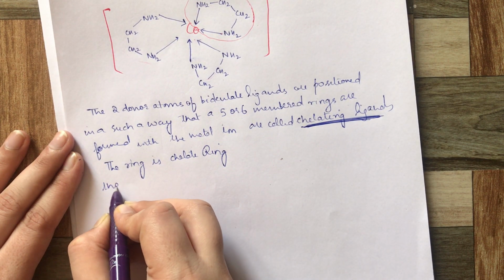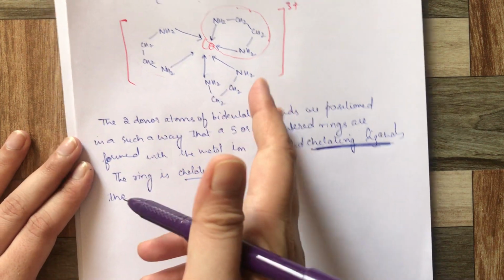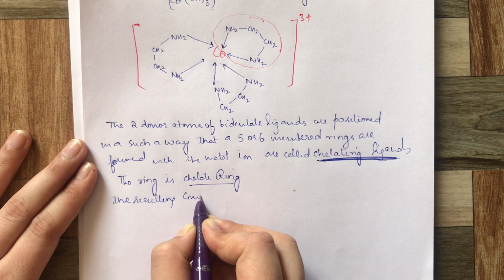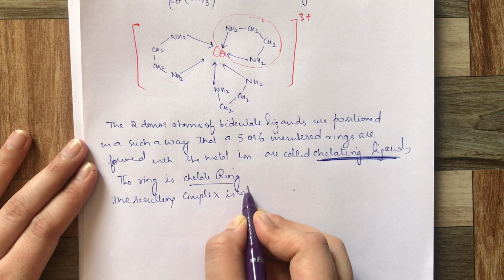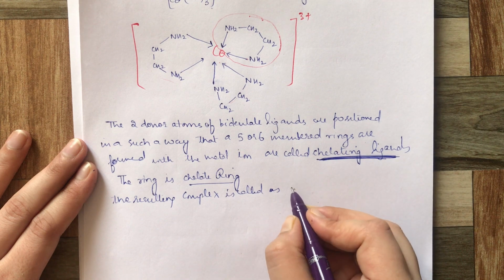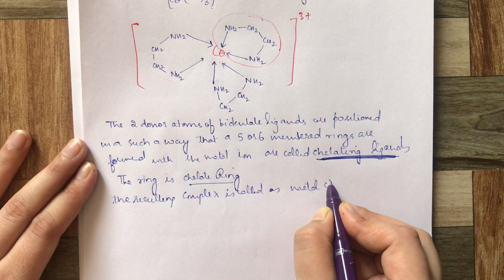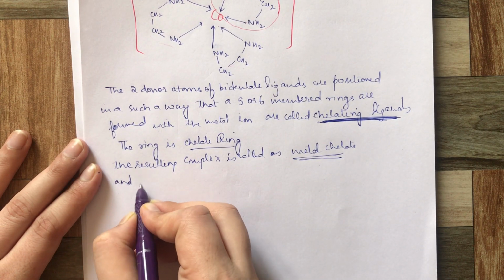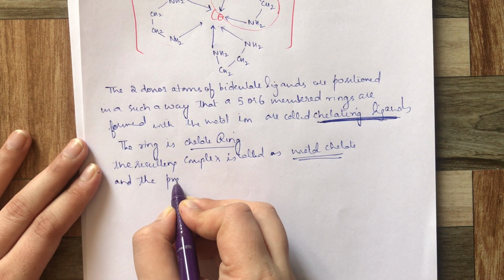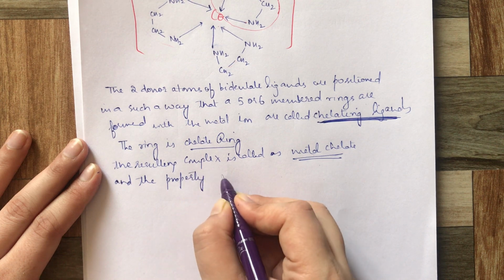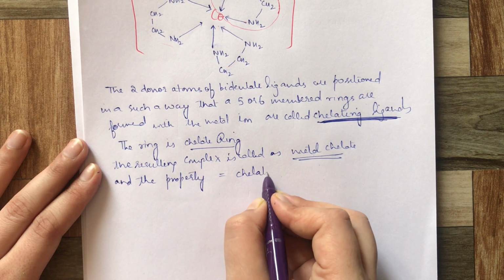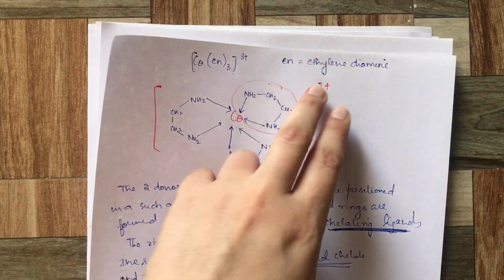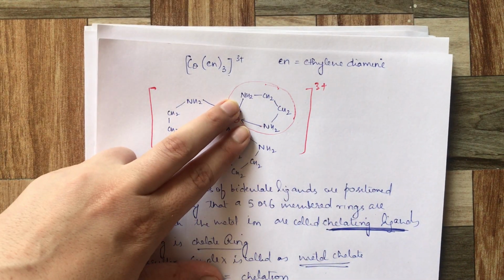The resulting complex, the whole complex that is formed, is called the metal chelate, and the property is called chelation. This is all. See, bidentate ligands have two donor atoms.